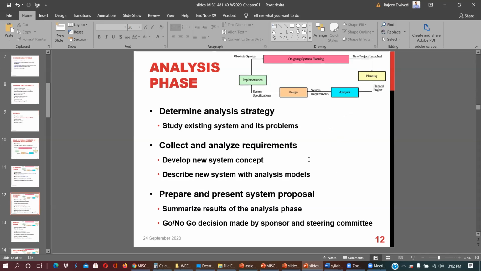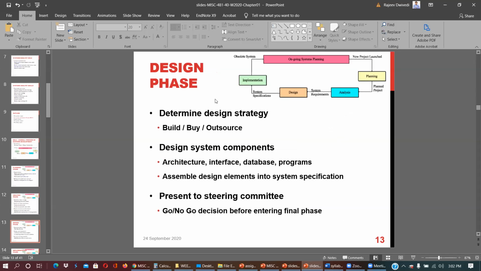So then it comes to the design phase. The design phase is to determine the design strategy, whether you are going to outsource, whether you are going to build, or you are going to buy. Nowadays, unless it is very important to the organization, most of the systems are outsourced or custom made, or some are ready-made and available, so you can buy and implement. Very few of them go for the building process.